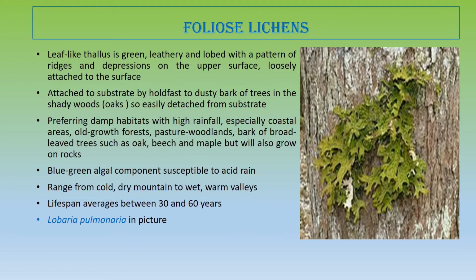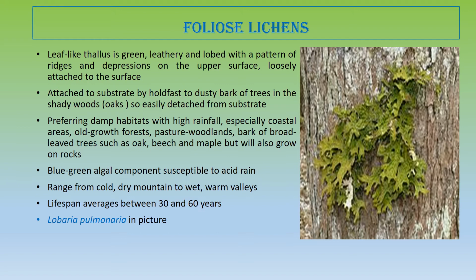Foliose lichen, as the name suggests, looks like a leaf. So the thallus is green, leathery and lobed like a leaf. The upper surface has depressions and ridges, and the lower surface is sooty, and being attached to the substratum with just a holdfast, this foliose lichen can be easily detached from the substratum. It grows on the top of rock and bark.